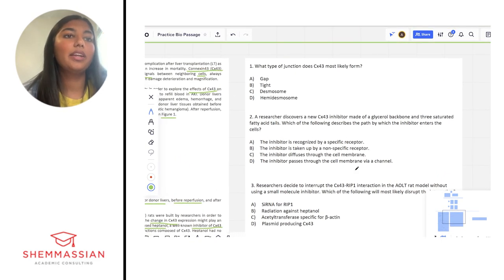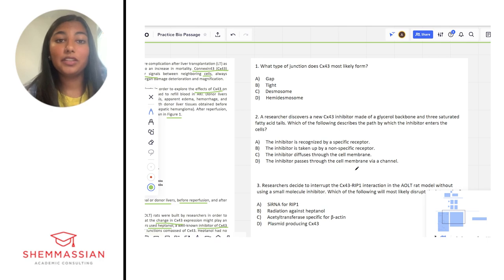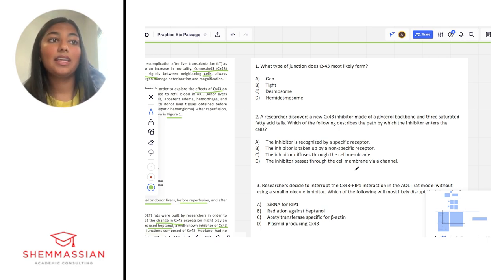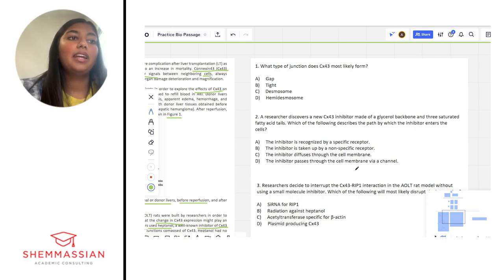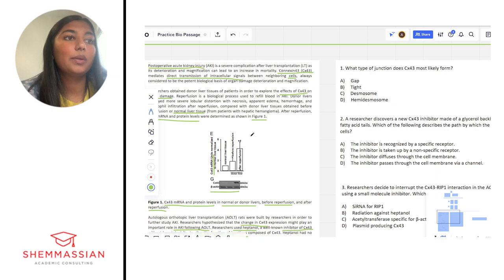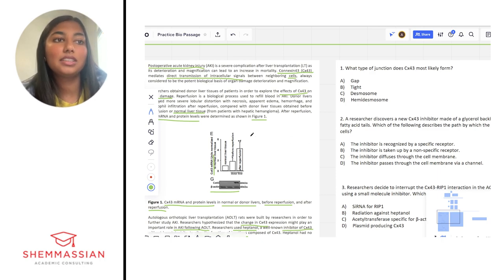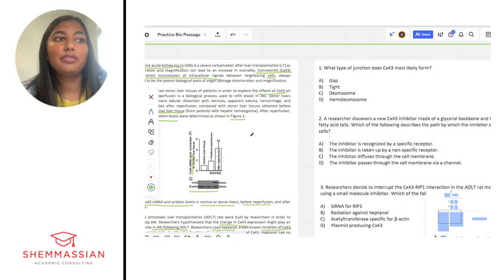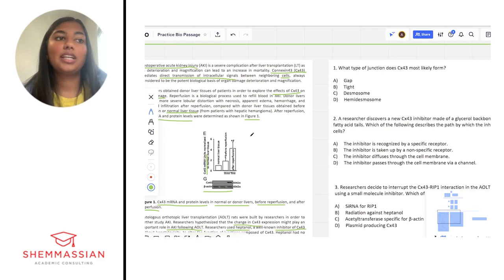Okay, let's start with number 1. What type of junction does connexin 43 most likely form? So for this particular question, we want to go into where the passage talks about what connexin 43 is, and that ended up being in passage 1. So there's a sentence in here that literally says, connexin 43 mediates direct transmission of intracellular signals between neighboring cells. So we want to look for the type of junction that is related to direct transmission of signals between cells.